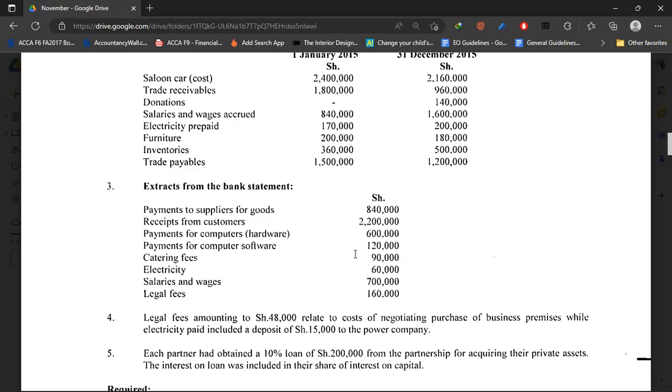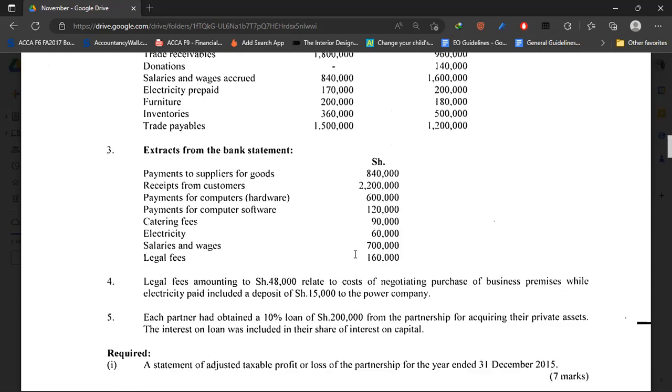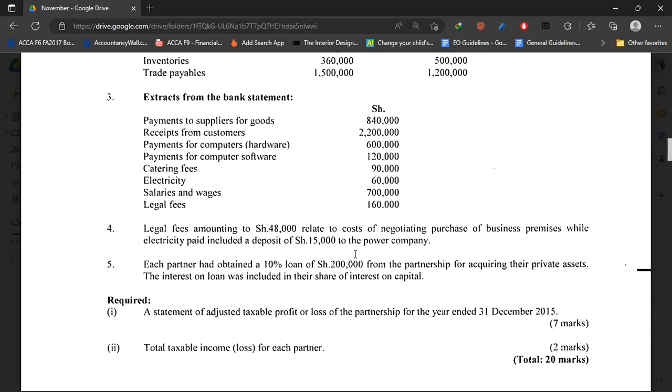Legal fees 160,000. Legal fees amounts to 48,000 relates to cost of negotiating purchase of business premises, while electricity paid includes a deposit of 15,000 to the power company. Number 5, each partner had obtained a 10% loan of 200,000 from the partnership for acquiring their private assets. The interest on loan was included in their share of interest on capital.